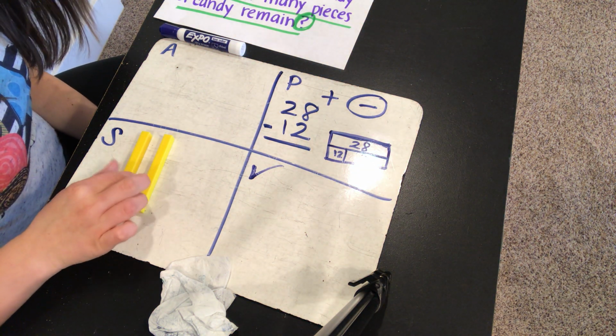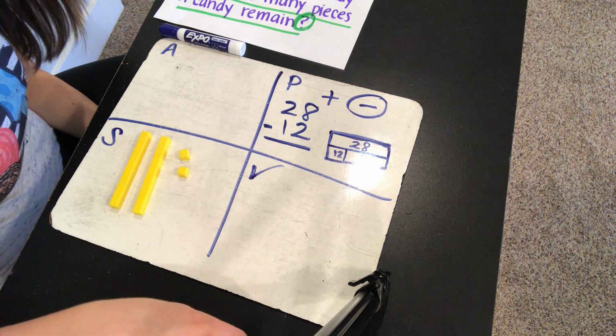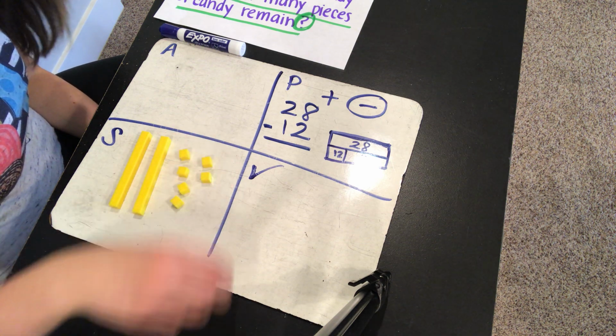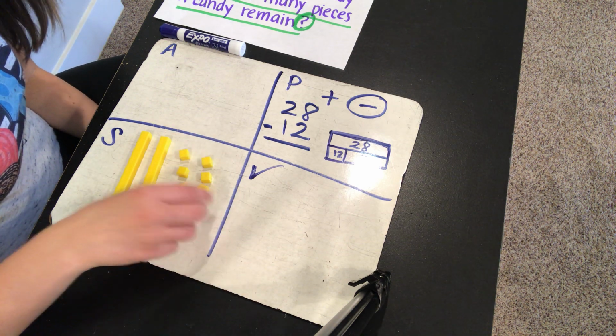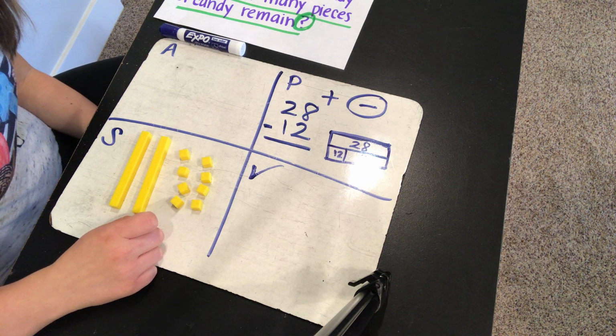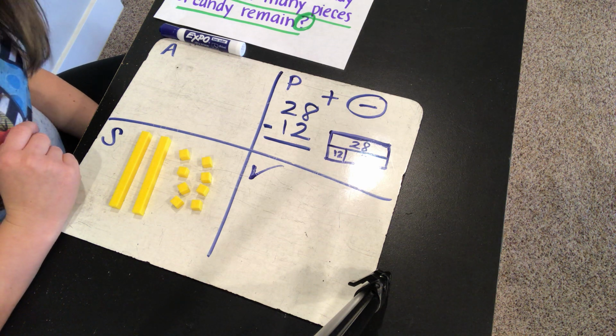Okay, 28: 10, 20, 21, 22, 23, 24, 25, 26, 27, 28. All right, if we have 28, now we need to take away 12 to get the answer.